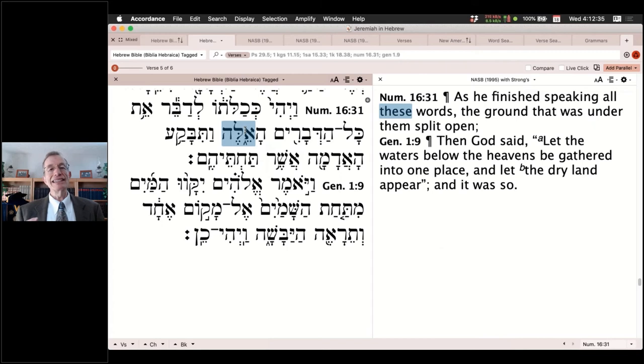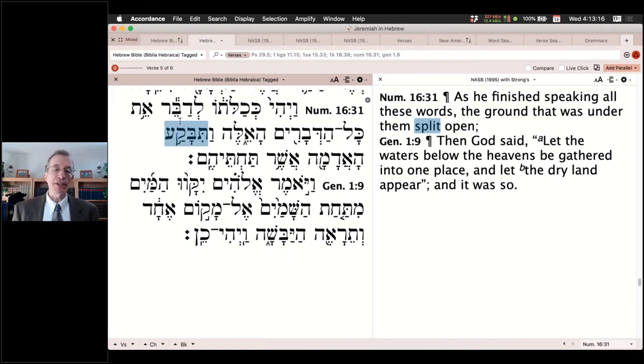This is, again, an ideal reflexive. Let me show you. And it happened as he finished speaking these words, talking about Moses, of course, Korah's rebellion, then the earth, which was under them, got itself split. See, this is perceptible to the senses. You can see the splitting of the earth going on. That is an ideal reflexive Nifal right there. Agency doesn't matter, but we know in the context who's doing this. It's the Lord. He's the one who's splitting the ground and they're going down.